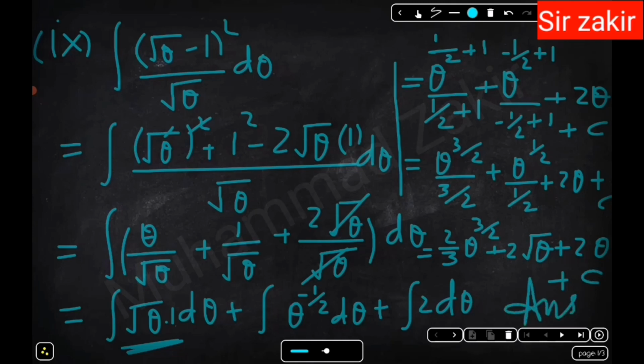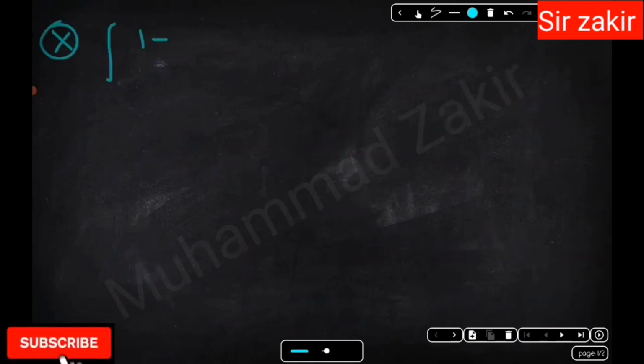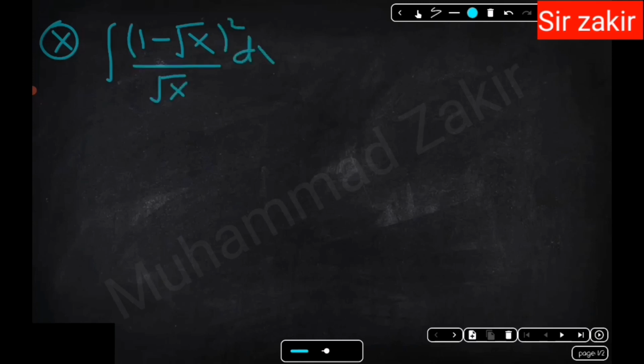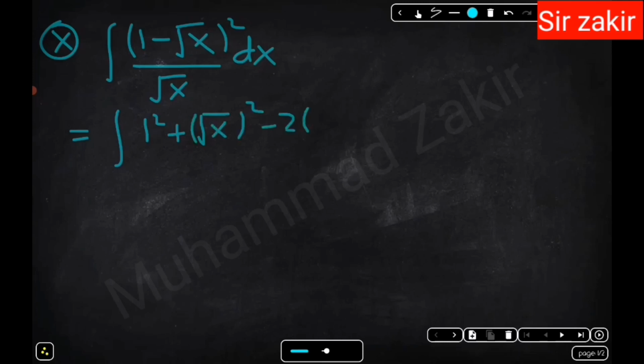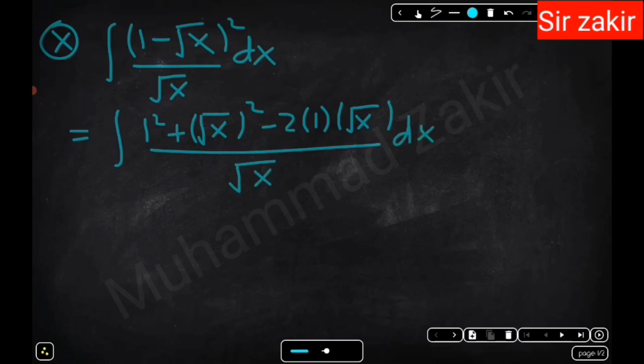Now we will look at the next part. Integration of (1 minus square root x) whole square divided by square root x dx. It is a square plus b square plus minus 2ab. A is 1, b is square root x, divided by square root x dx. So what is it? This is 1 plus x minus 2 square root x, divided by square root x dx.